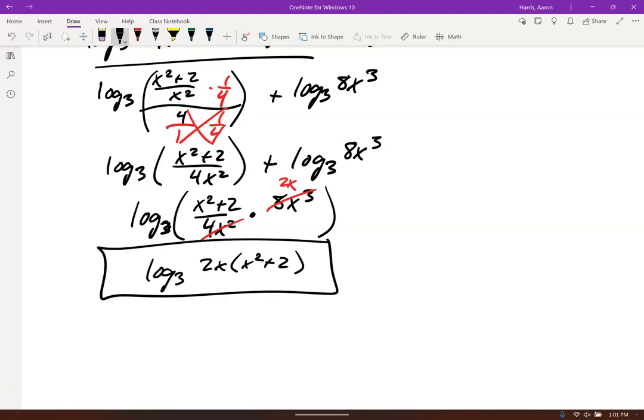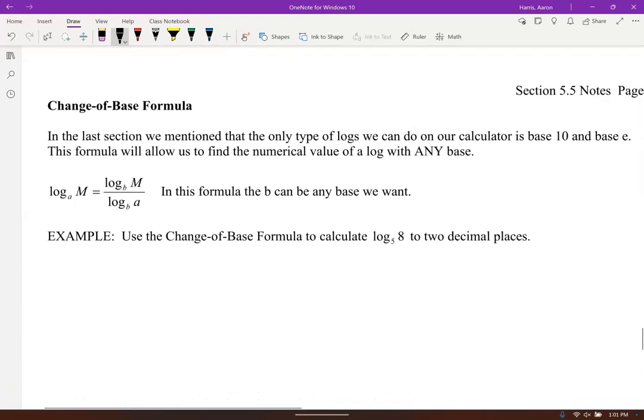You could leave it right there, or you could distribute that 2x through as well. It doesn't matter. And that's condensing these logarithmic expressions. The last part of this section is getting into change of base formulas.